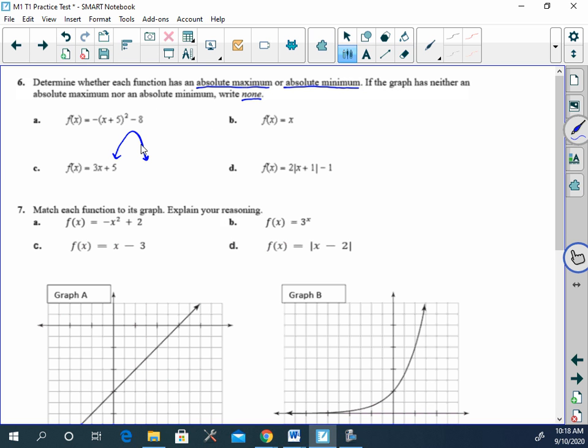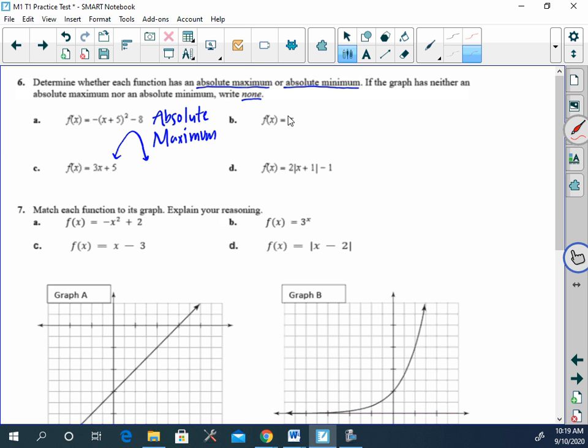So when we think about whether this has a maximum or a minimum, this is kind of like a mountain or a hill here, and there's a top to it, there's a maximum. There's no minimum because it goes down forever on both sides. So we have an absolute maximum for this first one. And you would not need the graph there, but it doesn't hurt to kind of give yourself that sketch. Okay. Part B, if we think about what type of function this is, it's a linear function.